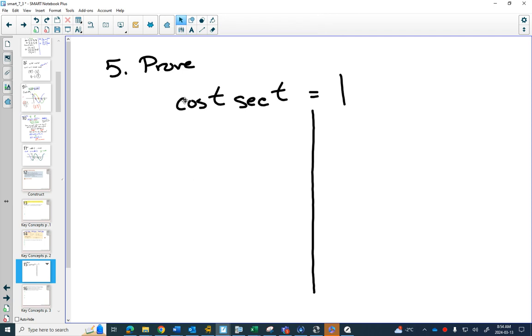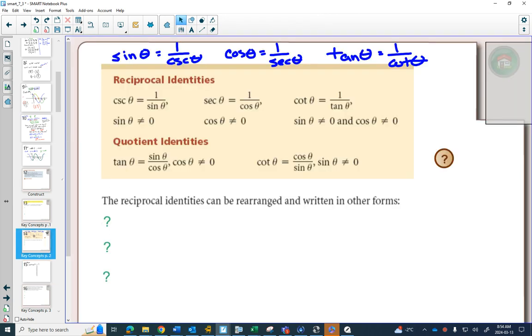And what you're allowed to do is use any of these formulas that we've learned already, any formulas that are on your formula sheet, and we'll be adding some as we go. These are your tools that you're allowed to change. So if you see a cosecant theta, you would be allowed to change it to 1 over sine theta. If you see a secant theta, you're allowed to change it to 1 over cos theta. Anything that you see, you can change to something else.